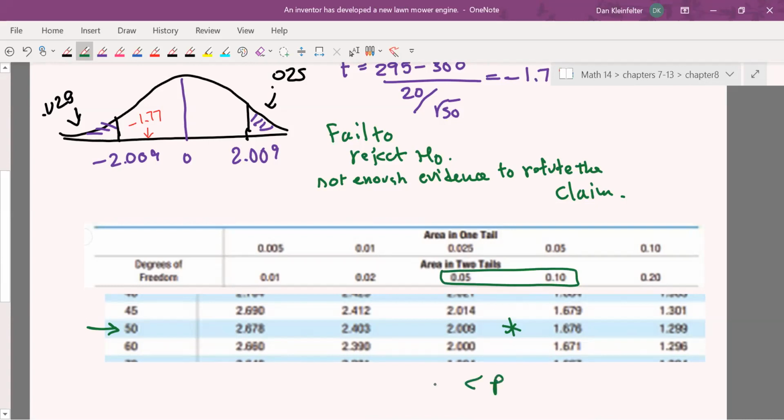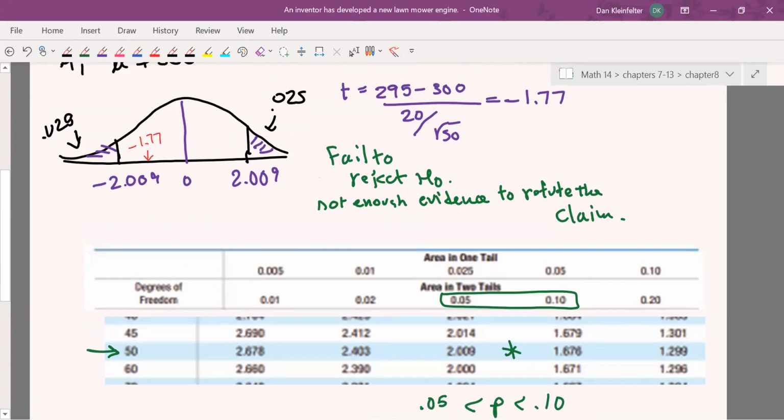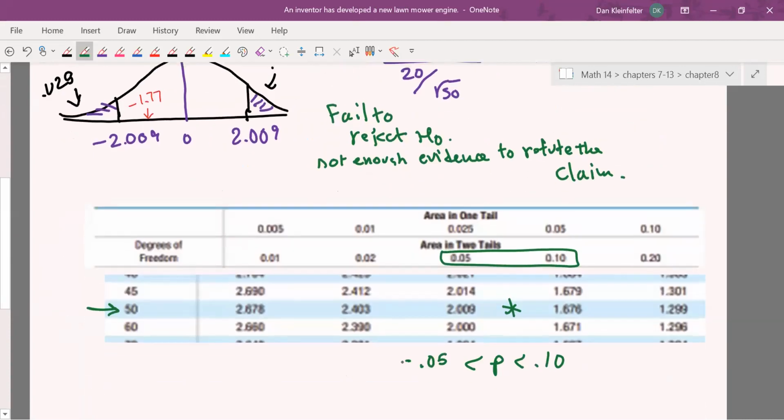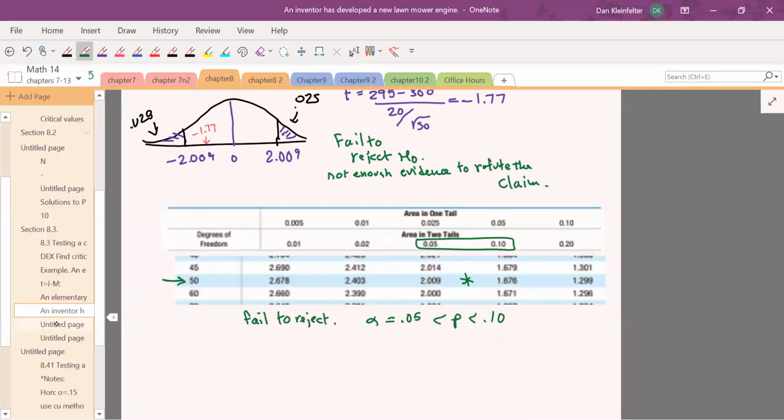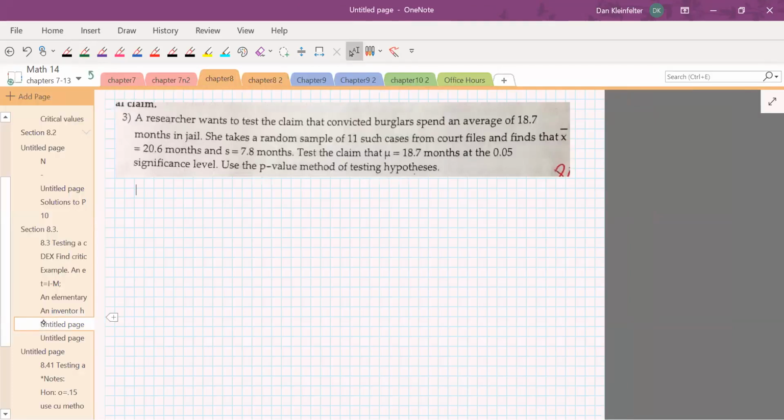So our probability is bigger than 0.05, right? And that was bigger than our alpha, right? This was our alpha of 0.05. And so based on this, we would fail to reject using the p-value method. All right, we have just a couple more examples to do.